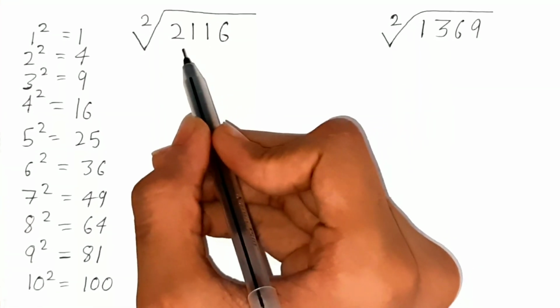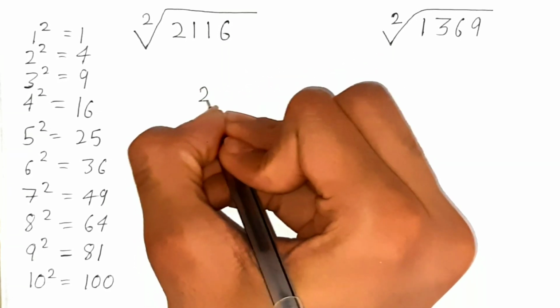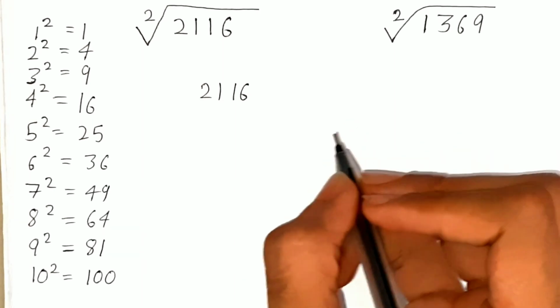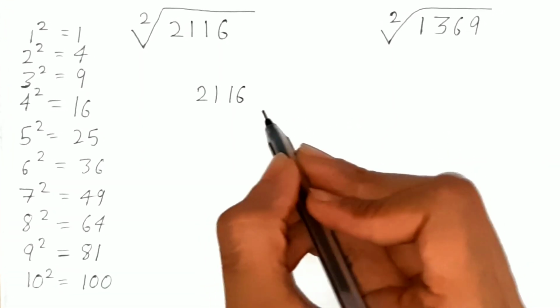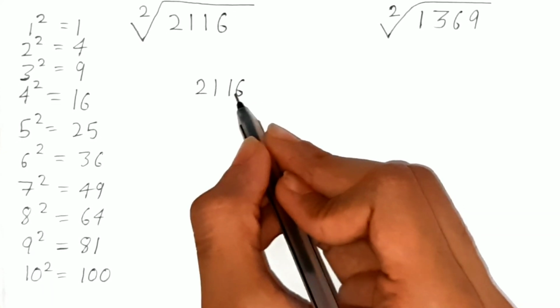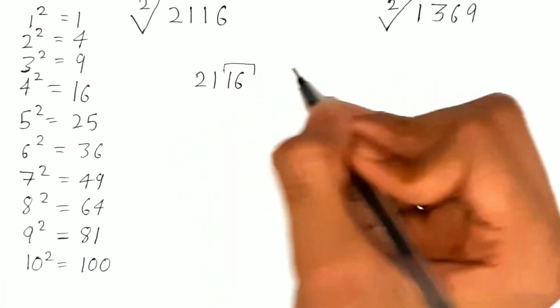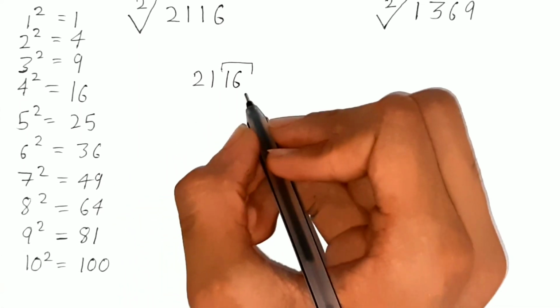Now to start with, you'll write down the number and divide the number into two groups. So we have 2116 as a first example. We'll divide the number into two groups starting from the right. That means first we'll take two digits from the right, that is the unit digit and tens digit, and that would be our first group, and the rest of the number would be in the second group.